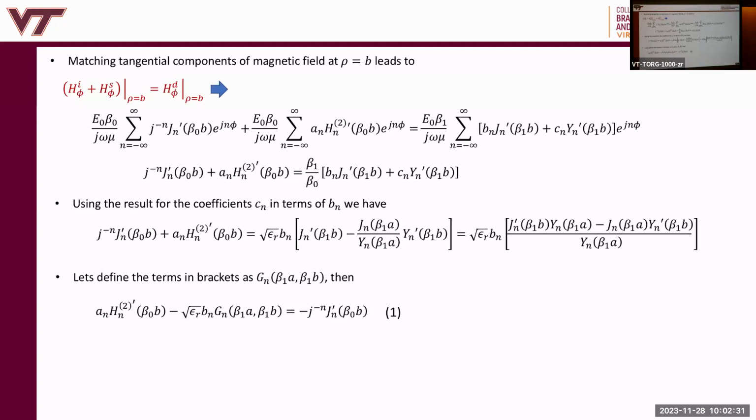So we get the following expression. Now we do the same thing, common denominator, and here we call this Gn, all right? And we end up with equation 1. Now this equation 1 is exactly the same as the equation 1 for the dielectric cylinder.